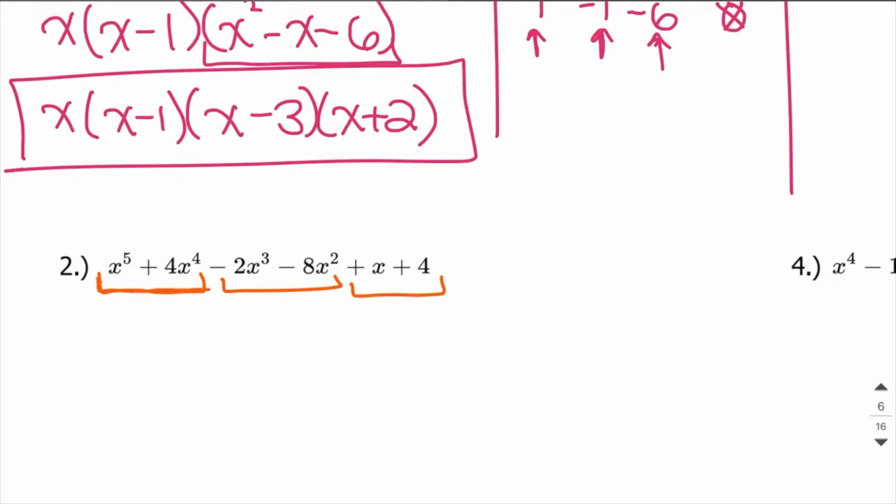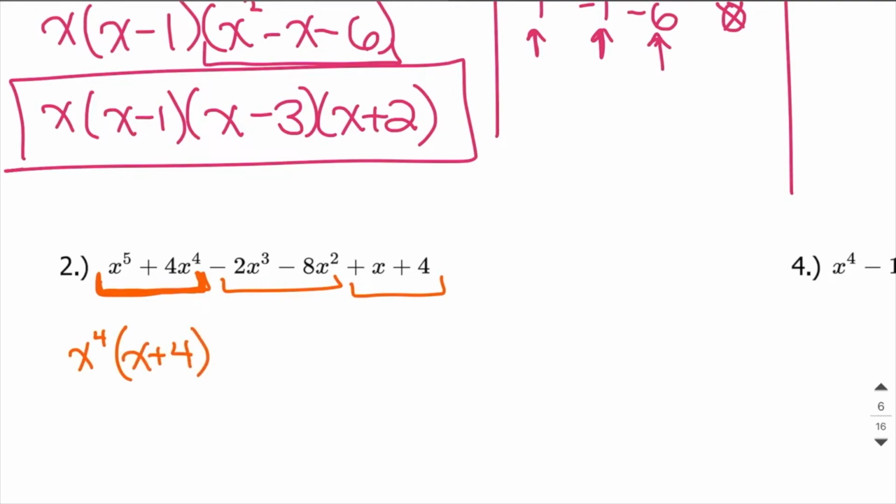So in my first group right here, I can see that the largest exponent that I can pull out for that x would be x to the power of 4 without going over this right here. So my GCF here would be x to the power 4. When I factor it out of this guy, I get an x left over. And when I factor it out of this term, I have a 4 left over.